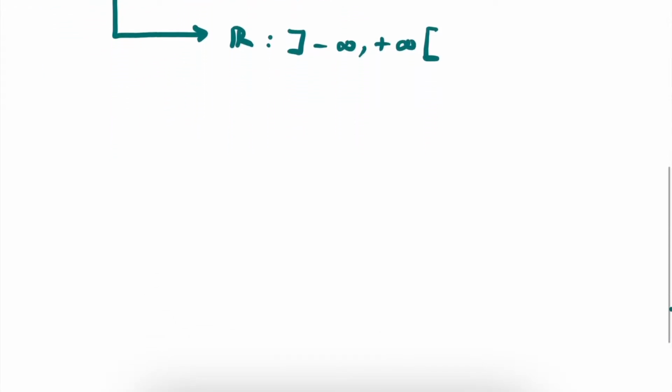In the second exercise, we are going to look at the function f of x is equal to the cosine of x. And as you probably know, this is a periodic function, oscillating between the values -1 and +1.